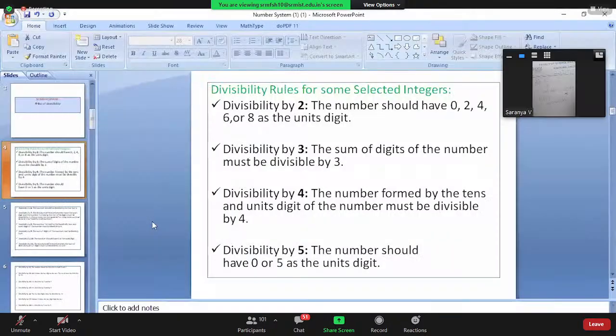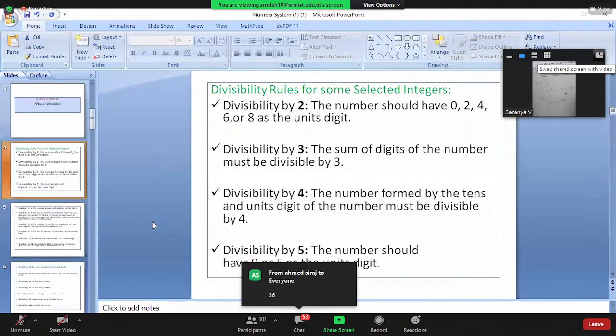What is the sum? Post your answers in the chat box. 36. Okay. Is 36 divisible by 3? Yes or no?